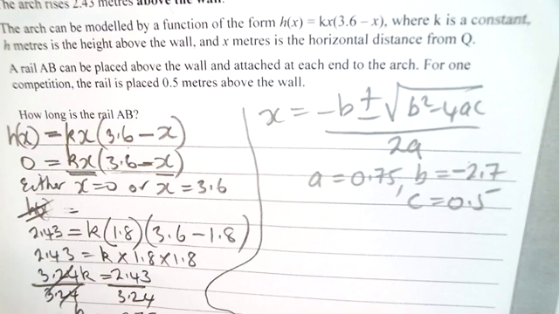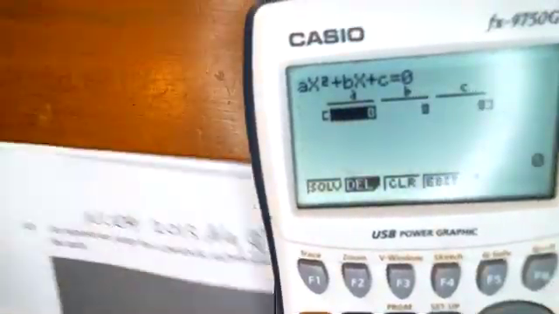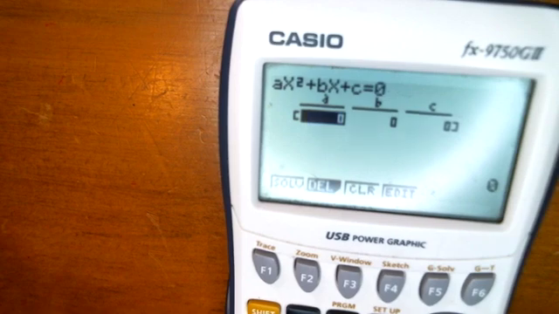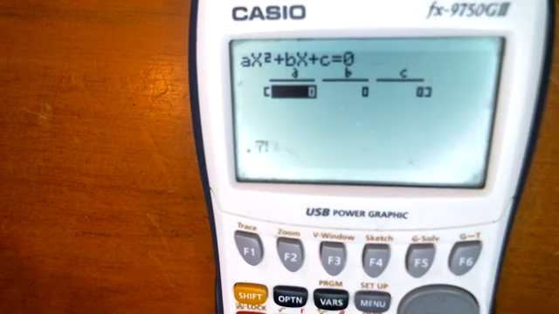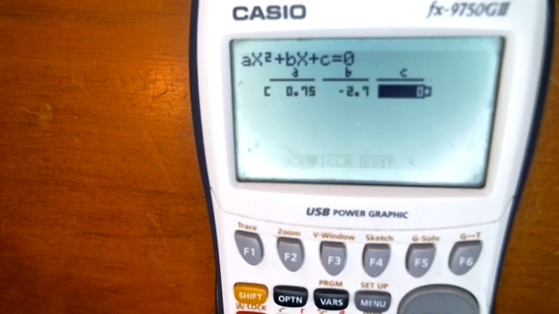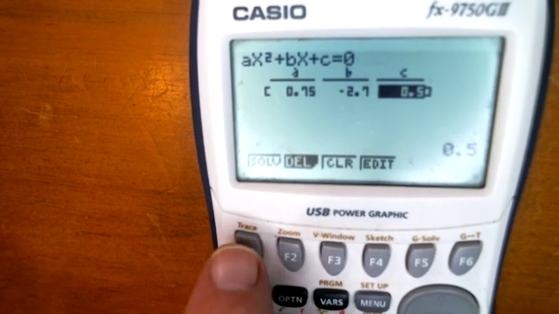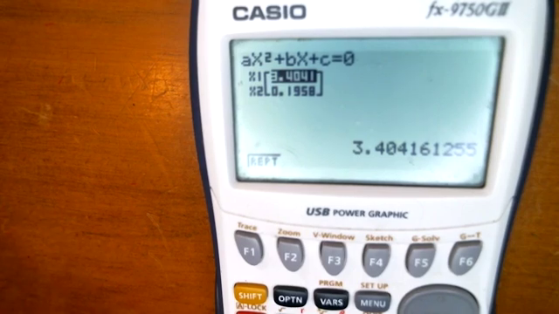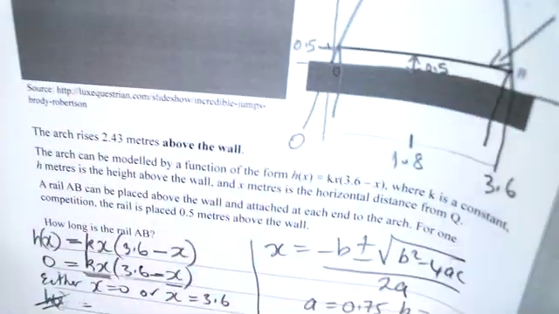I'm just going to cheat a little bit and use the calculator. Let's have a look at doing that. Okay, I'm going to use the solver on the Casio here. So I'm going to enter 0.75, negative 2.7, and 0.5, and I'm going to put solve. What do we end up with? I got 3.404. I don't think we need too many DPs here, but so that's 3.404.